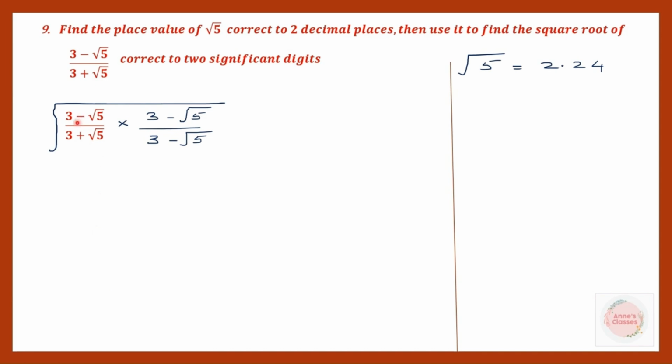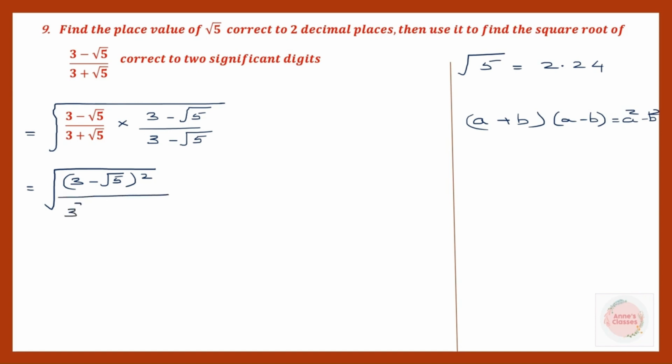So look at the numerator. Now 3 minus root 5 into 3 minus root 5 will be 3 minus root 5 the whole square. So let's do that. So here, let me write that 3 minus root 5 the whole square. This is the numerator. Now look at the denominator. This is 3 plus root 5, 3 minus root 5. Again in the format a plus b into a minus b, which is equal to a square minus b square. So since it's in that format, this will be 3 square minus root 5 the whole square.